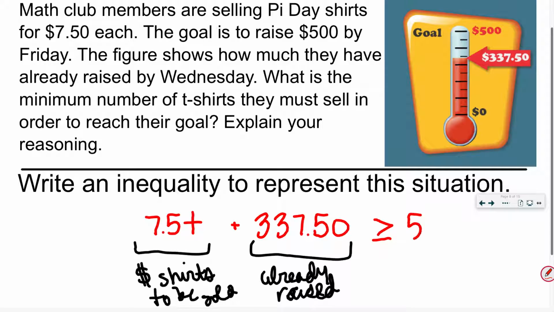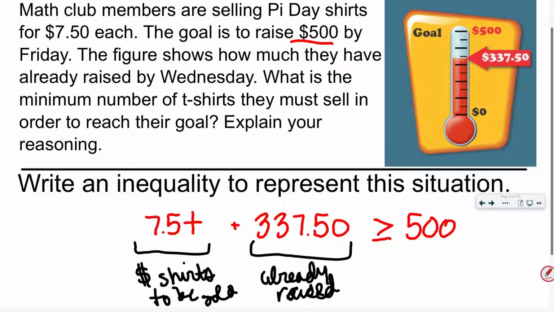Greater than or equal to 500. Because why? It says here, their goal is to raise 500. Does that mean they only want 500? No, if they made 1,000, that would be awesome, right? But their limit, their minimum amount, is 500. So they can make 500, 501, 502, 510, 520. So greater than or equal to 500.